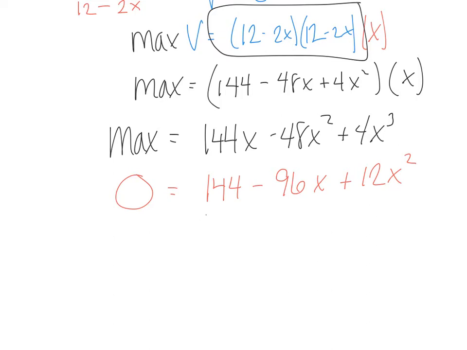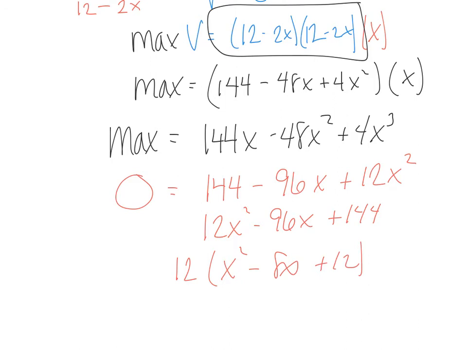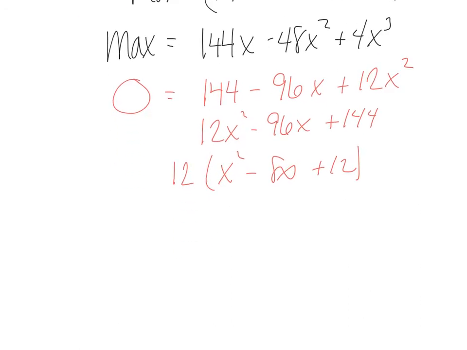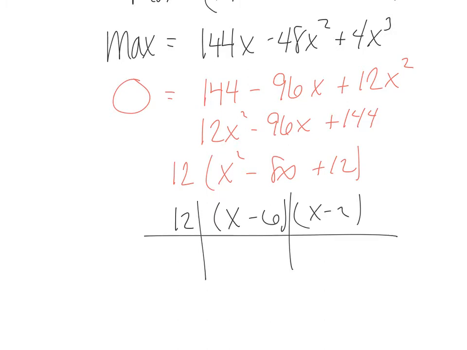I'm going to go ahead and factor, so I'm just going to rewrite these for myself. 12x squared minus 96x plus 144. Looks like I can pull out a 12. That leaves x squared minus 8x plus 12. Let's see, leave my 12 out in front. 6 times 2. Looks like that factors, setting that derivative equal to 0. I get x equals 6 and x equals 2.